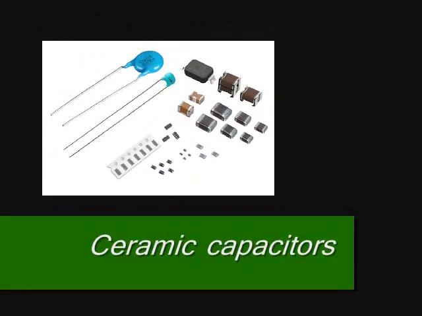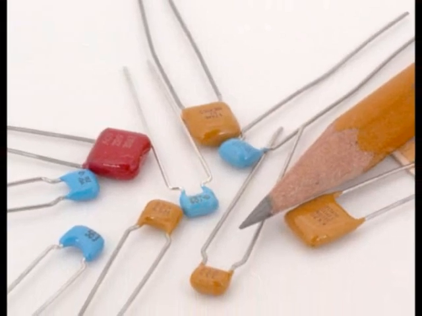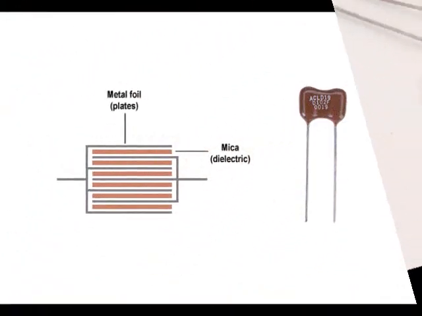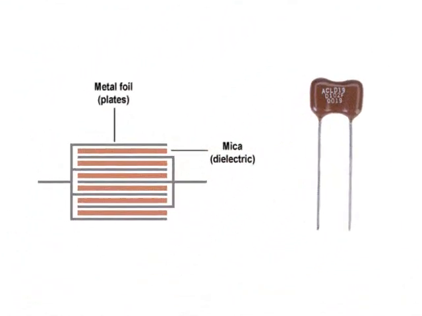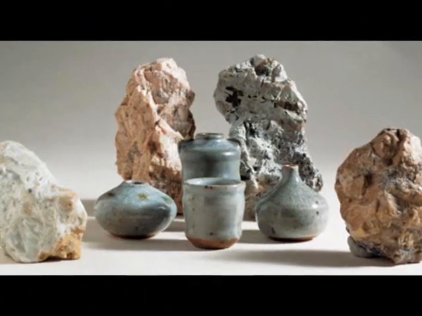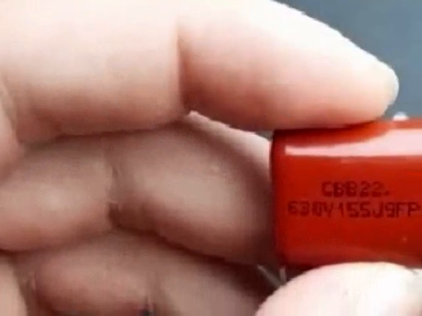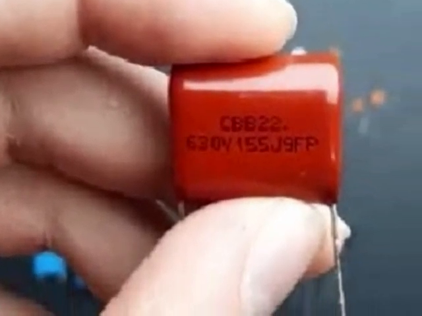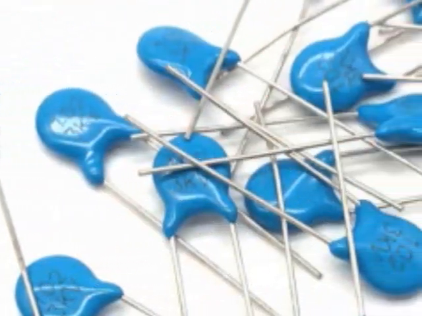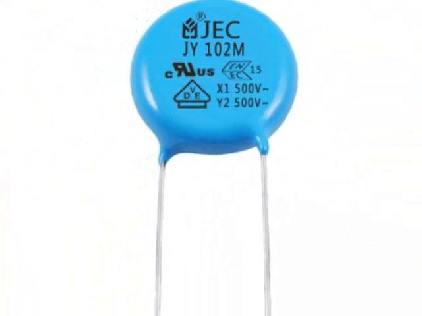Ceramic capacitors. The dielectric used in the structure of this type of capacitor is ceramic. The high dielectric constant of ceramics makes it possible to make capacitors with very high capacity in small sizes. Therefore, ceramic capacitors are also called lentil capacitors, because their size is as small as a lentil.